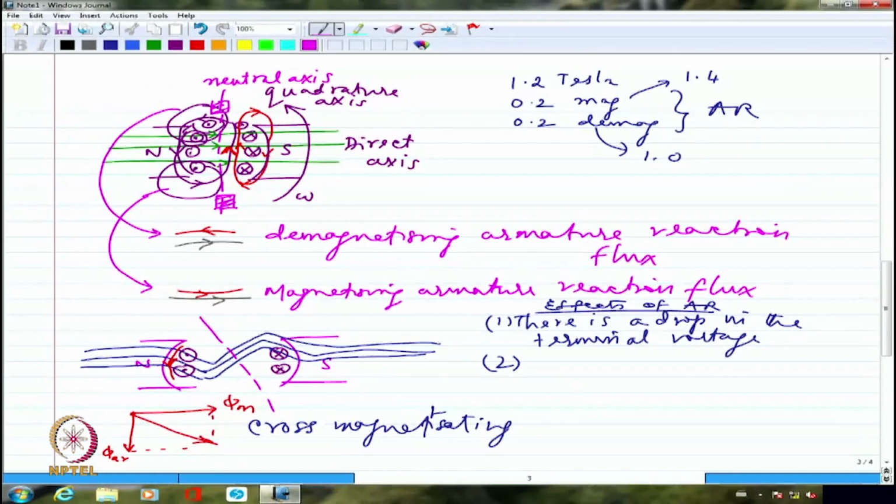So please remember, I had taken the direction of rotation as anti-clockwise. So the neutral axis is also shifted somewhat anti-clockwise. In a generator, this will happen. In a motor, it will be opposite. So if I am taking the direction of rotation as anti-clockwise, I would have a slight shift in the neutral axis. So now the brushes are not on the neutral axis anymore.